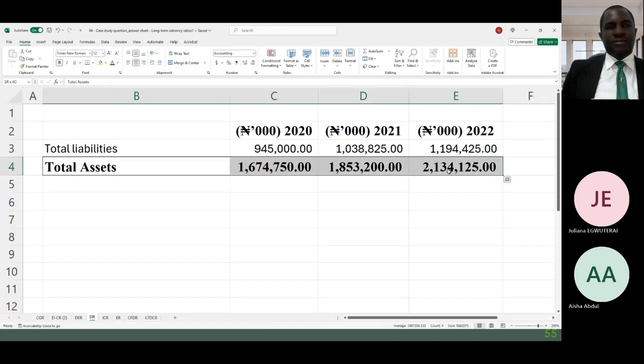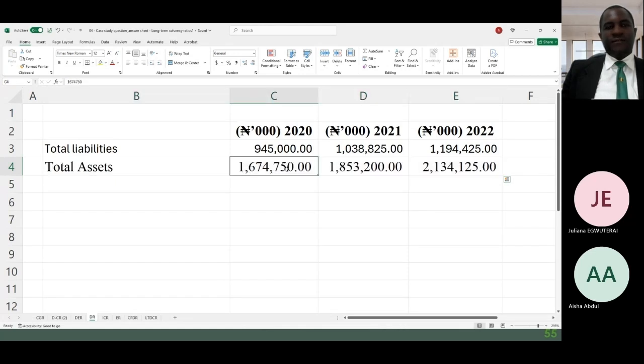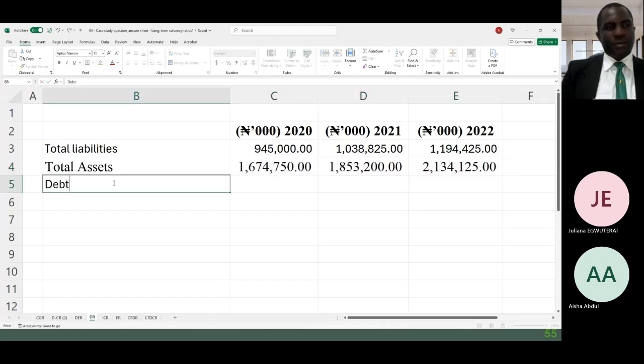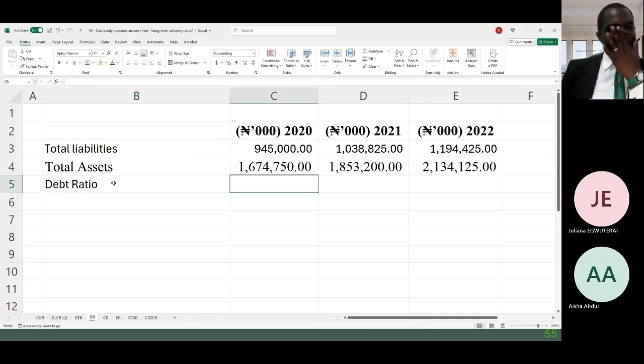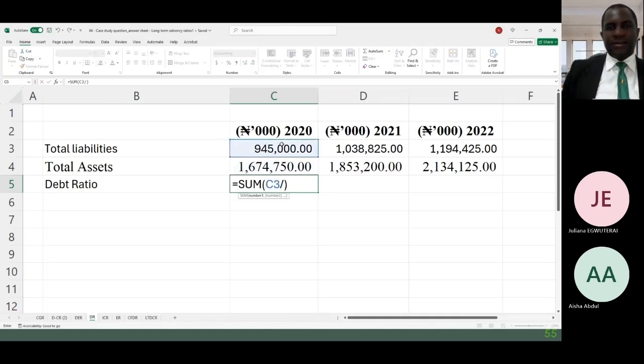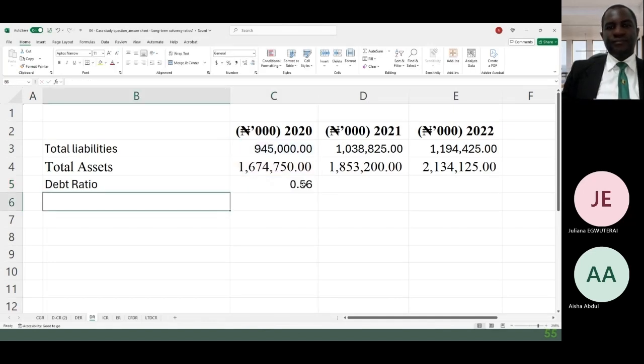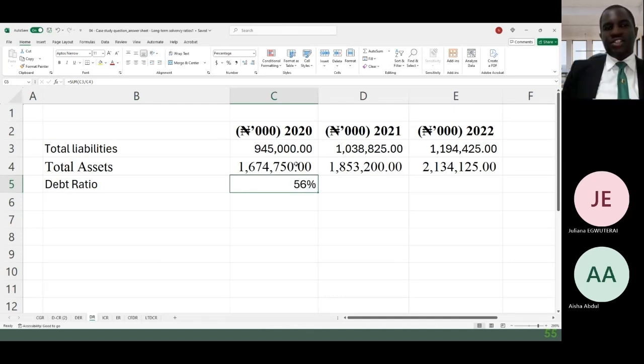Exactly. All right, so we have these as the figures. So our debt ratio, just a percentage. We want to see the debt percentage of our total debt to our total assets. So this divided by this. And we have it as a percentage. So 56% of our total assets is composed of liabilities. So of the total assets we own, 56% is given to or is owned by liabilities.